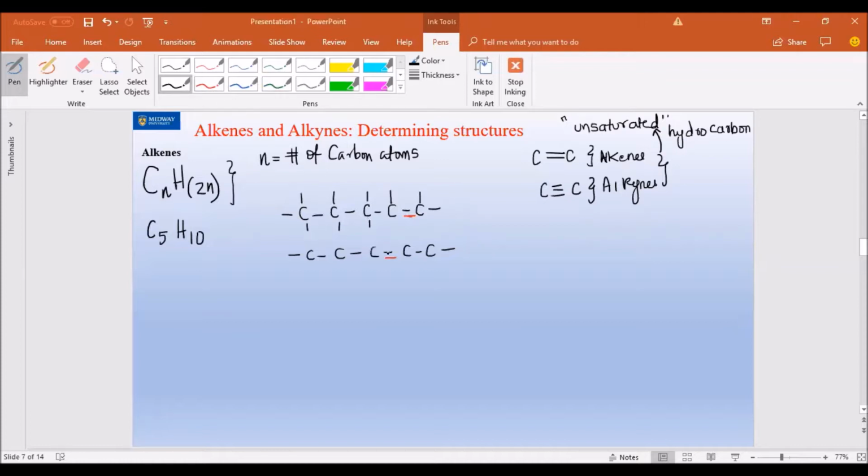We moved here, so for the double bond, this can have 1 above, 1 below. This carbon already has 3 bonds, so 1. This carbon has 3 bonds, so it's 1. This can have 1 above, 1 below, 1 above, 1 below. I'm going to start putting hydrogens here.